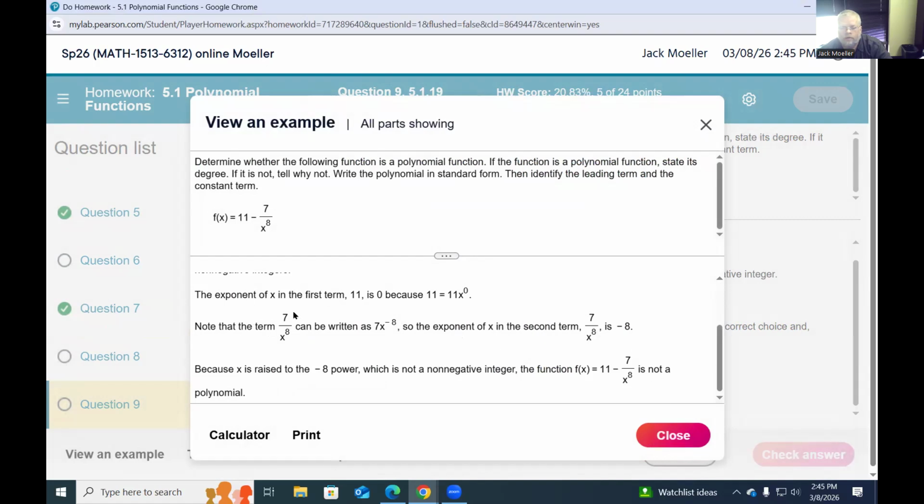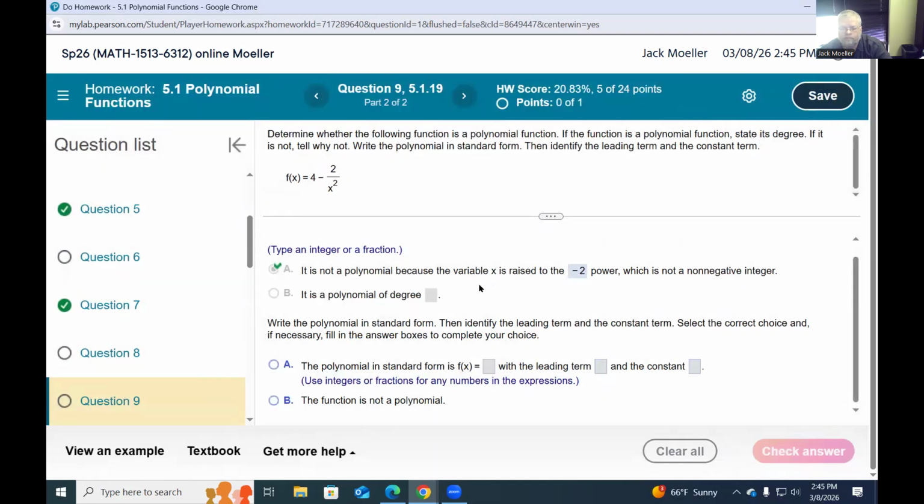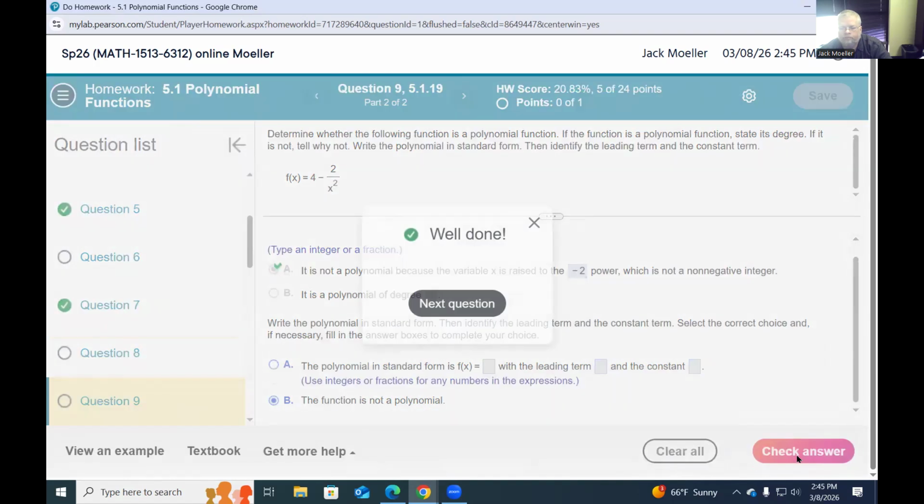And so like here, they're doing 7 over x to the 8th, and they're saying the exponent is negative 8, which they're not really explaining why, but that's because of negative exponents and flipping. And it's not a polynomial, so we don't have to put it in standard form.